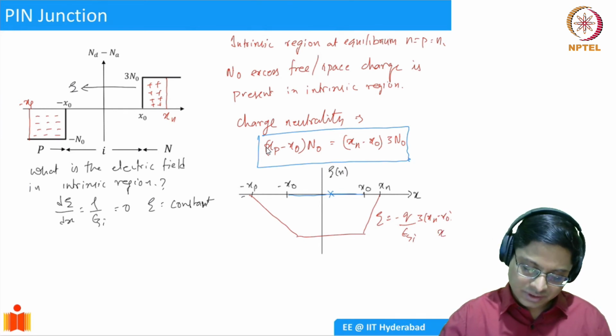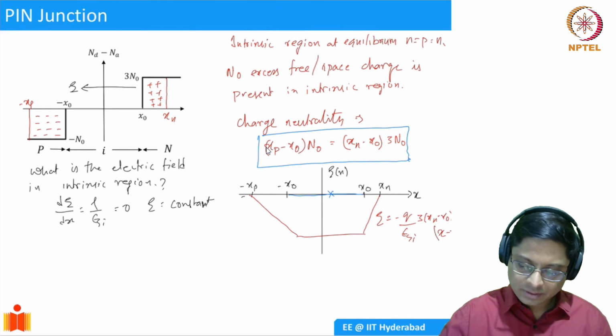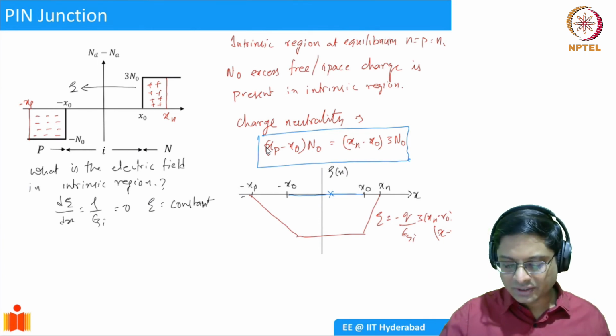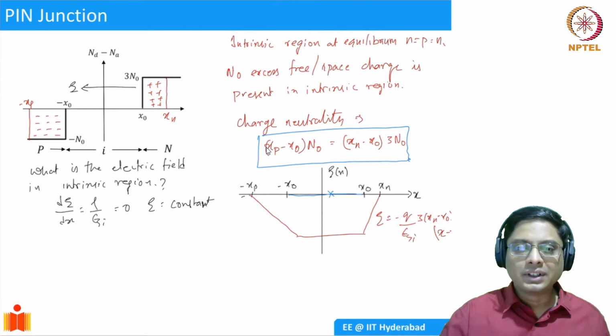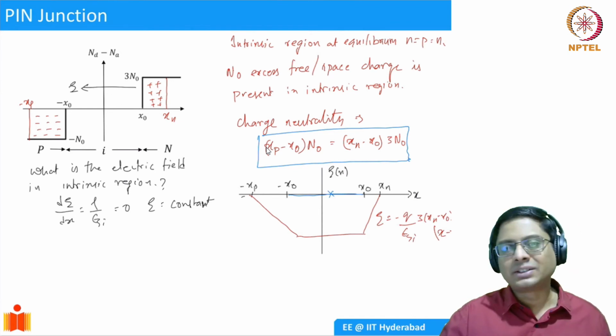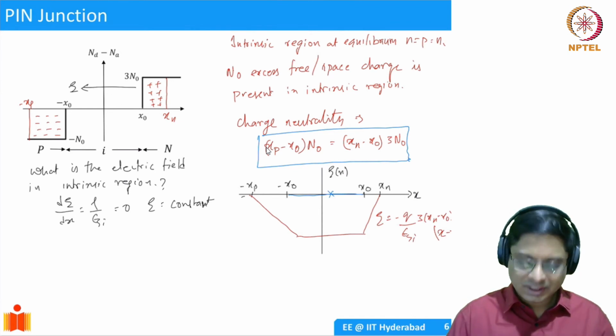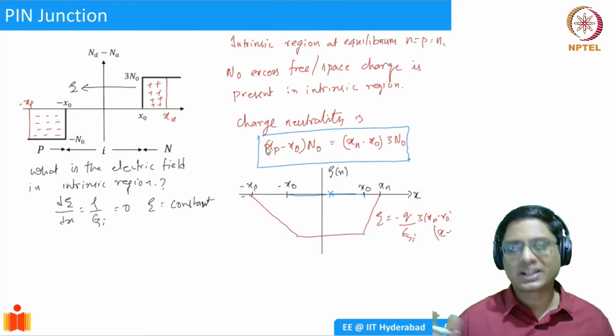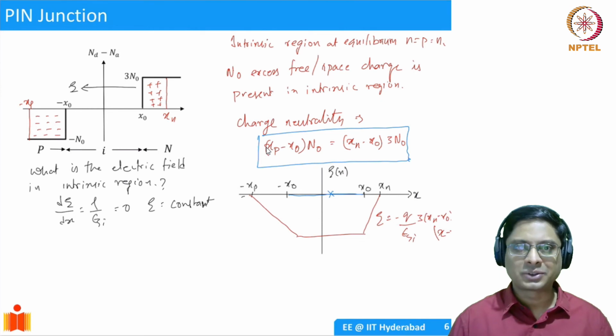Well, no, I mean this will satisfy. As x equals xn, it should go to 0. Because xn minus x naught is some number, and then x minus xn at x equal to xn will satisfy it. Yeah, so the same thing happens on the p side. So this is how electric field behaves. I'll revisit this when we discuss photodetectors in the last, 11th week of the course, towards the end, optoelectronic devices.